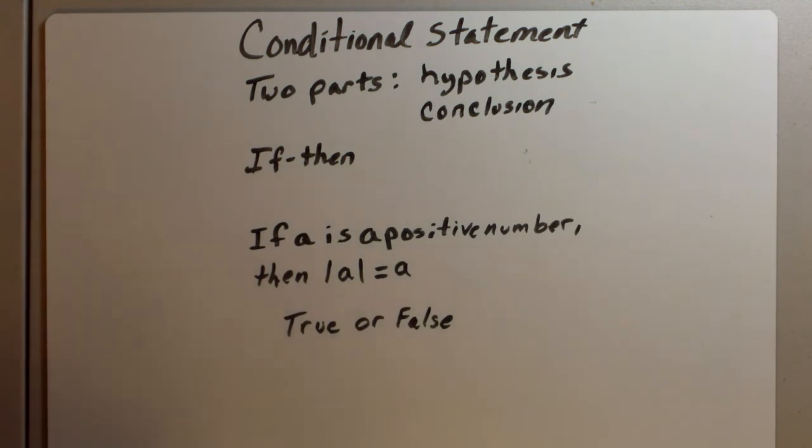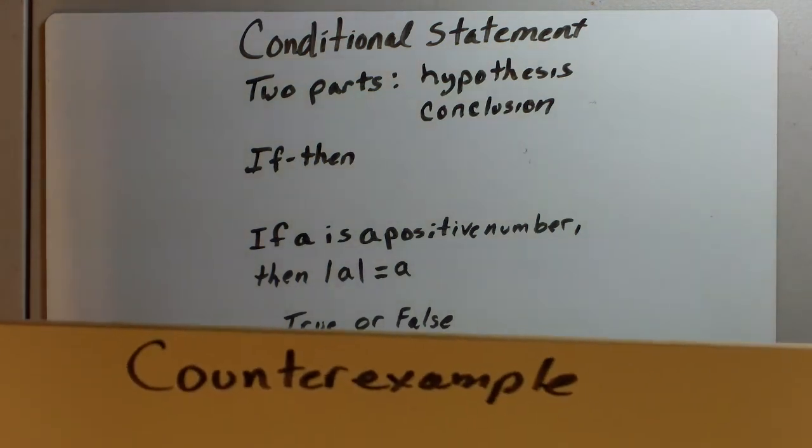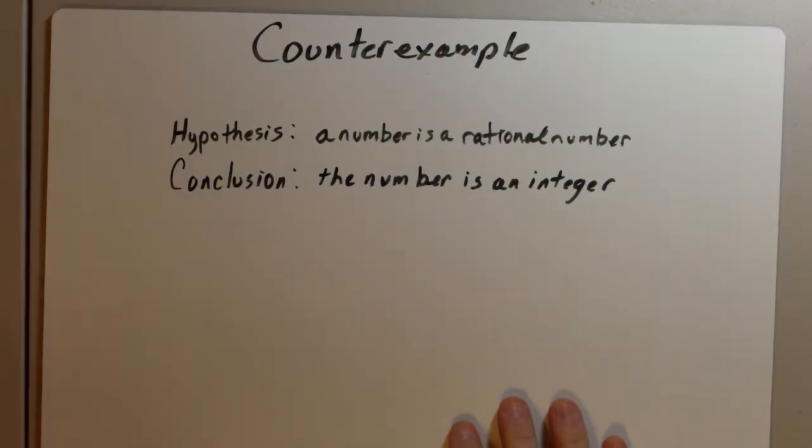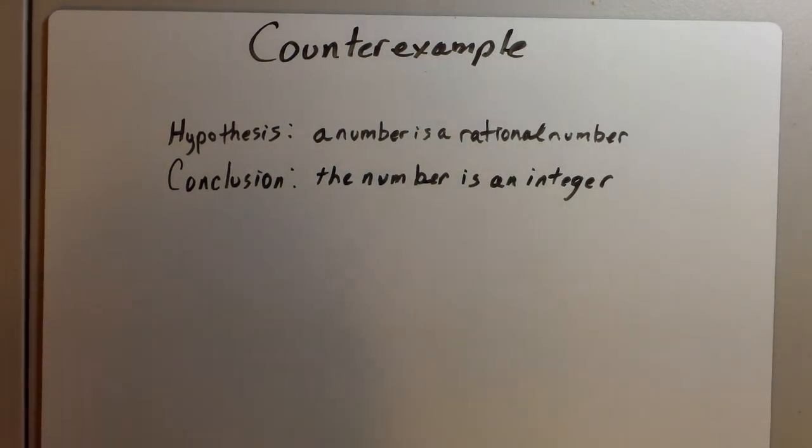Now our if-then statement can be false if we can find just one example that proves the conclusion is false. And our one example we're going to talk about here is called a counterexample. And we've got one here: our hypothesis says a number is a rational number, and the conclusion is that the number is an integer. So we're assuming that since the number is rational, it must be an integer.